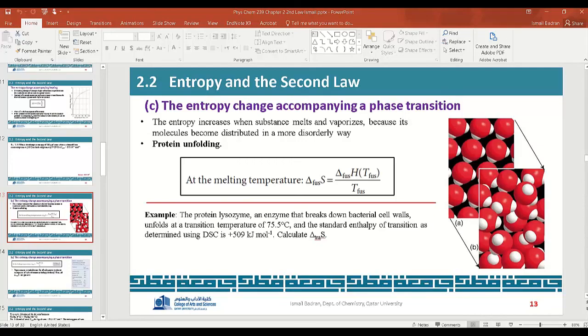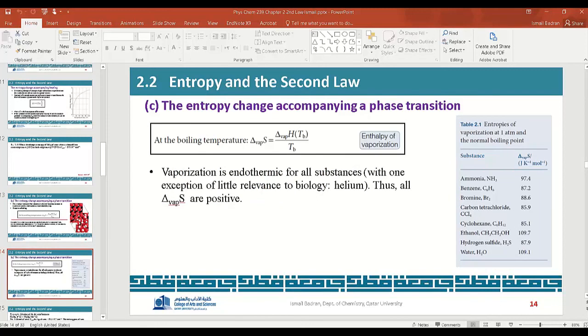Here's a quick example: the protein lysozyme, an enzyme that breaks down bacterial cell walls, unfolds at a transition temperature of 75.5 Celsius. The standard enthalpy of transition, as determined using DSC, is 500 kJ per mole. This is one beautiful example of using a DSC, which will be discussed in the lab of this course. A DSC will allow you to calculate the heat of that transition. It says calculate delta S transition. So basically, you just divide delta H by the temperature in Kelvin, you have to change that into Kelvin, and then you obtain the entropy of that change.